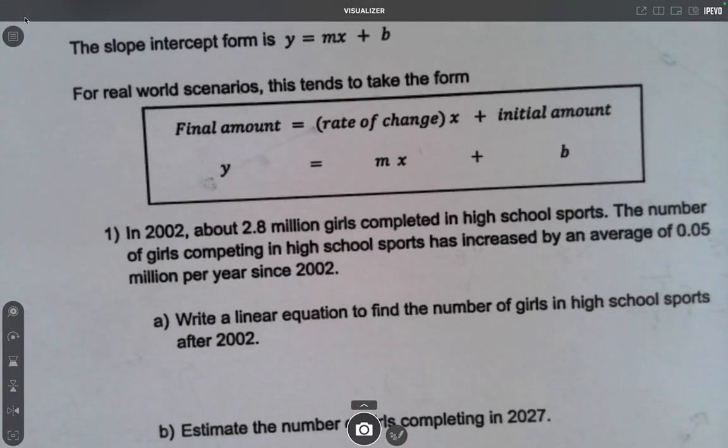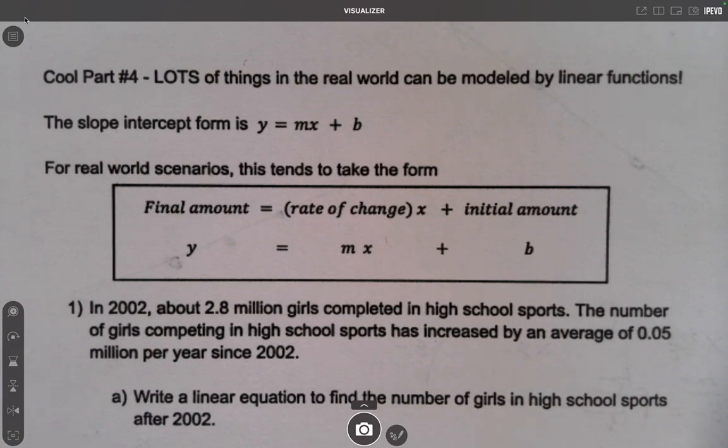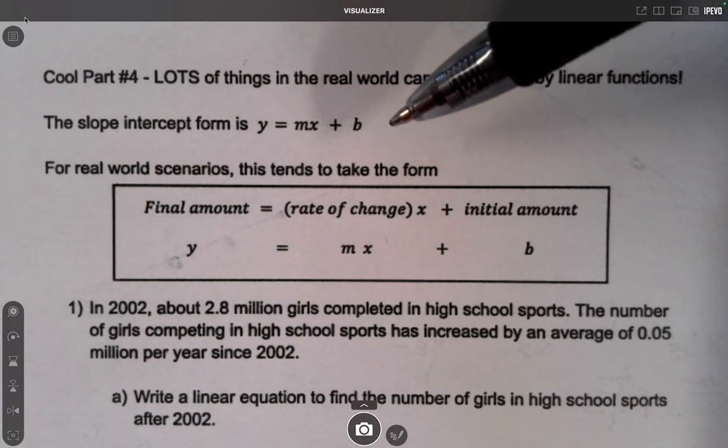Cool, part number 4. It turns out there are lots of things in the real world that can be modeled by linear functions, and we'll see lots of them in homework in everyone's beloved word problems. But interpreting what the words say into a linear equation is the big trick. They're not that hard to work with, but creating one out of a bunch of words and gobbledygook, that's what we've got to figure out. So just a reminder, the slope-intercept form is y equals mx plus b.